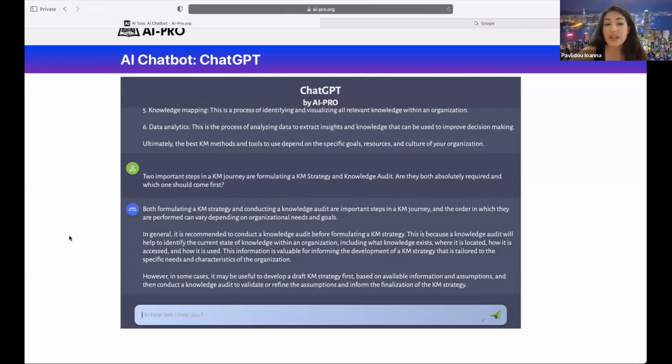This information is valuable for informing the development of a KM strategy that is tailored to the specific needs and characteristics of the organization. However, in some cases, it may be useful to develop a draft KM strategy first, based on available information and assumptions, and then conduct a knowledge audit to validate or refine the assumptions and inform the finalization of the KM strategy.